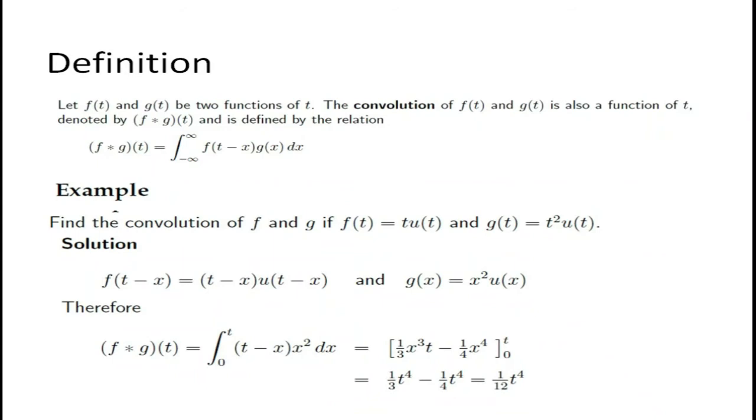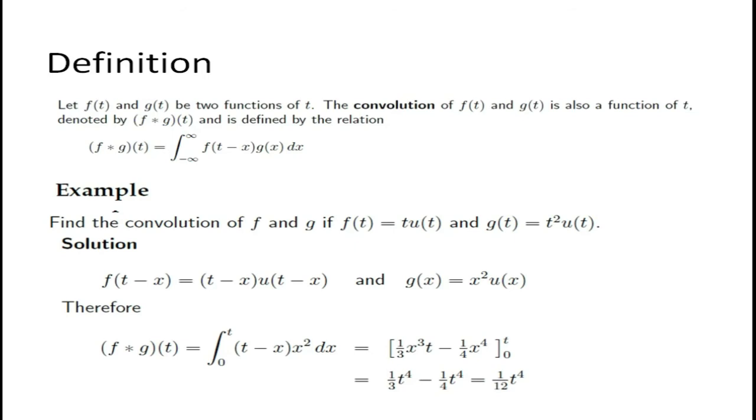Now we look into the definition. Let f(t) and g(t) be two functions of t. The convolution of f(t) and g(t) will also be a function of t, and we denote it by f star g of t. It is defined by the relation f star g of t equals the integral from minus infinity to infinity of f(t minus x) times g(x) dx. Now we look into an example.